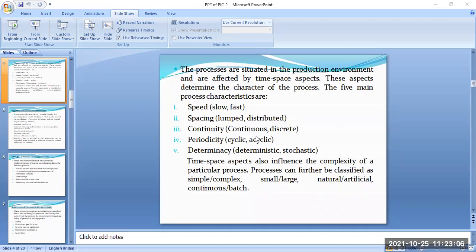Okay, is it clear to all of you? These are basically the 5 main process characteristics. So one question also arises in that part: what is the process characteristic? At that time you have to write these 5 parameters and also discuss them. Okay, is it clear to all of you? So please respond. Yes, sir. Yes. Okay, so we can go next.